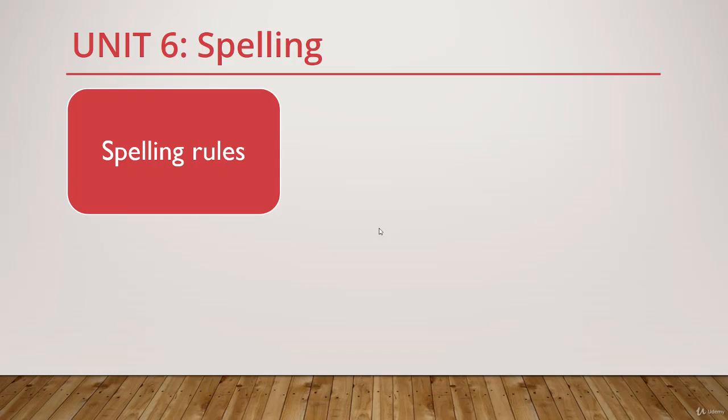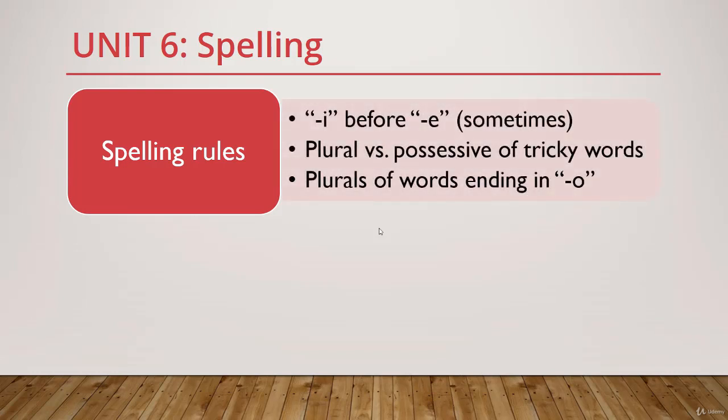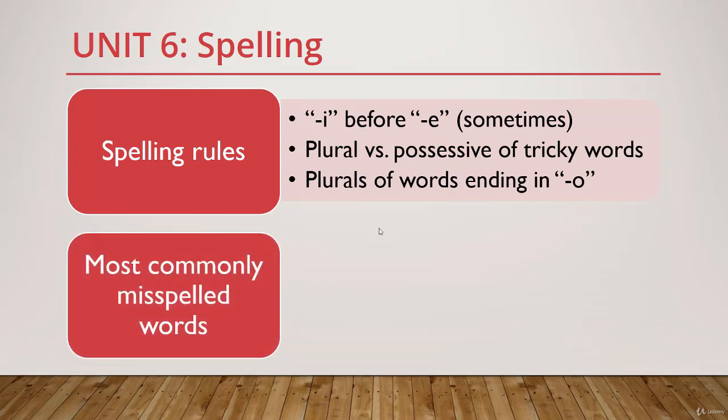Some of the spelling rules we'll look at are I before E, plural versus possessive of tricky words, and the plurals of words ending in O. Again, these are the most common problematic areas for even native English speakers and writers. We'll conclude with a list of the most commonly misspelled words. Each word will have the trouble spots indicated in bold.